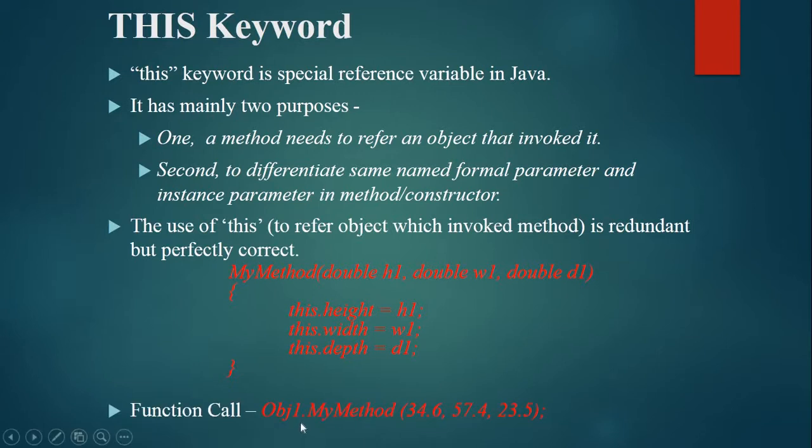The function call will be like this: object dot method name and three parameter values, 34.6, 57.4 and 23.5. So here h1 will have the value 34.6 and that will be stored into height, and height is the local variable. So this is the first use of this keyword.